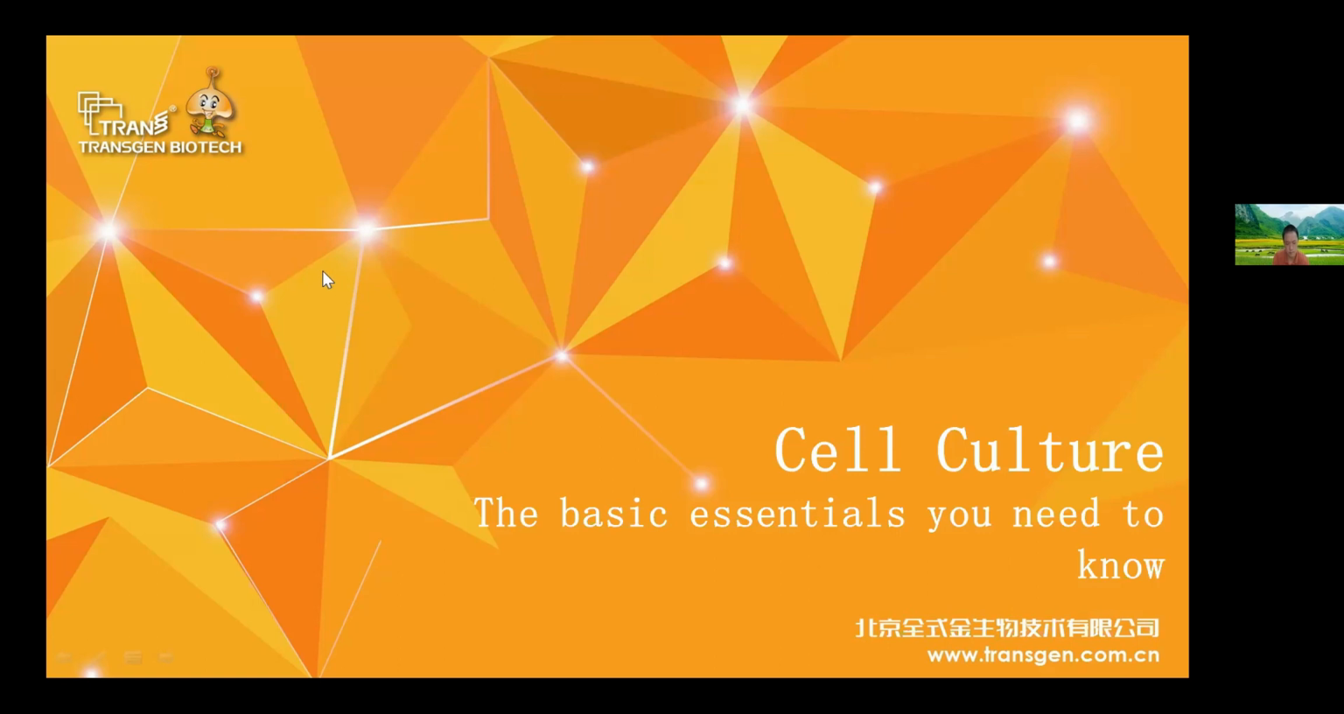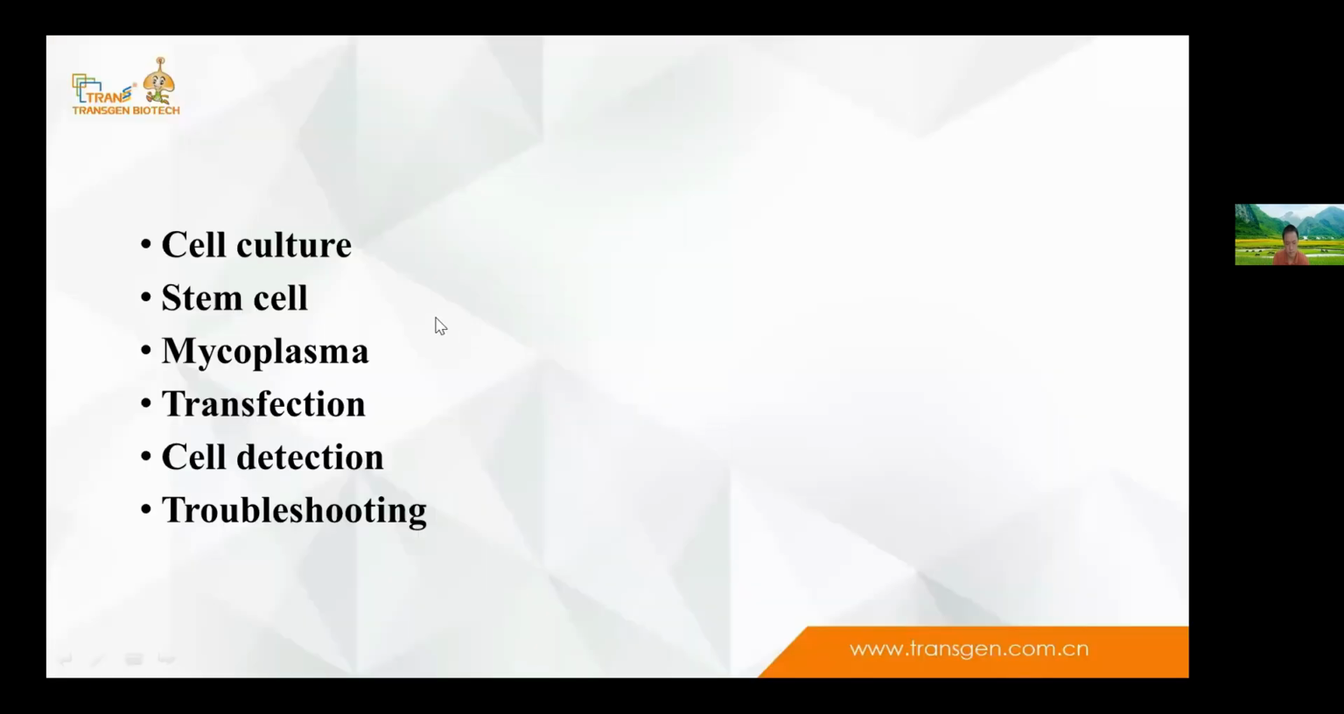In this part, we will discuss six topics about cell culture. First is the principles of cell culture. The other part is stem cells. The other one is Mycoplasma contamination during cell culture. Then we will discuss transfection, because after cell culture we usually do transfection to transfect DNA or drugs into the cells, dealing with gene expression or drug discovery in the whole system. And then we will discuss cell detection.